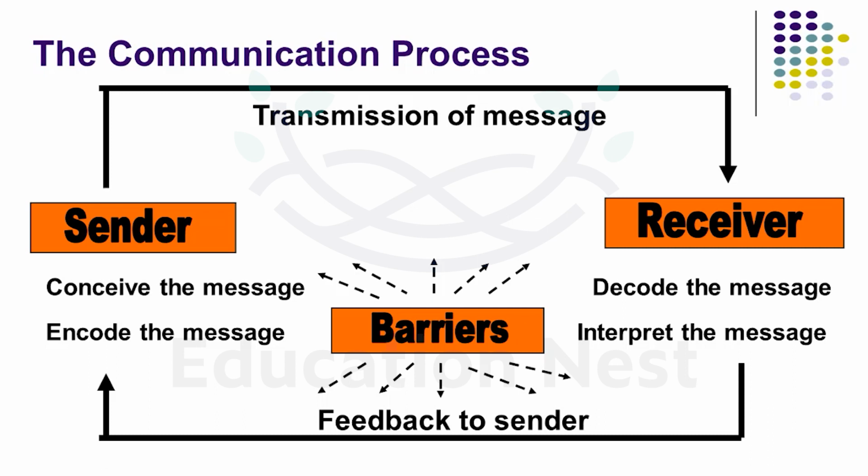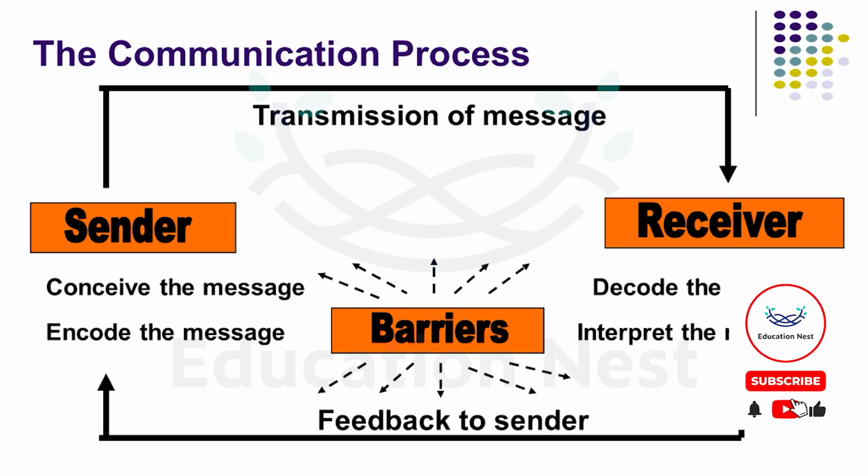Later on, the message has to be encoded. This simply means the thoughts of the sender which he has to convey to the receiver should be put in an appropriate manner, in an appropriate order, so that it is clearly understood by the receiver. After these two stages, the sender has to select an appropriate channel to send his message.